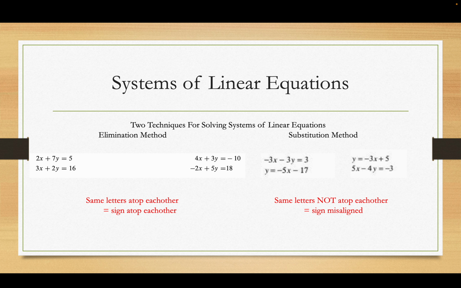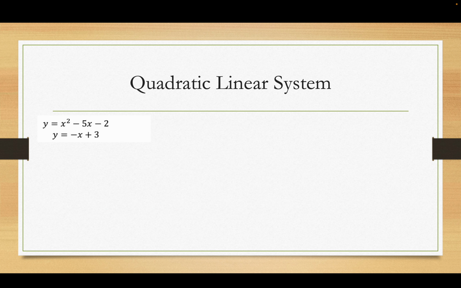Also, if one of them says, for argument's sake, a equals whatever, and then on the next line, a equals whatever, it's substitution. You just make them equal to each other. Okay, we're not doing a linear system this time because we've done a lot of linear systems, but we are going to do a quadratic linear system. Give it a shot.